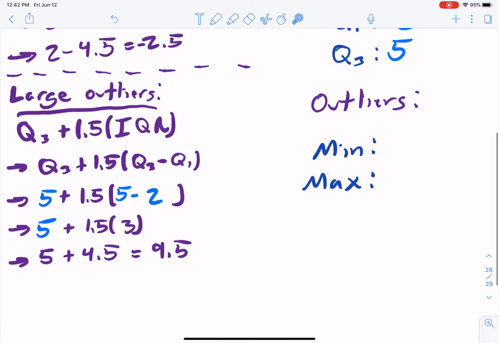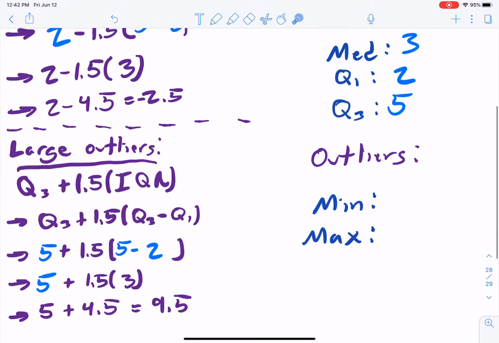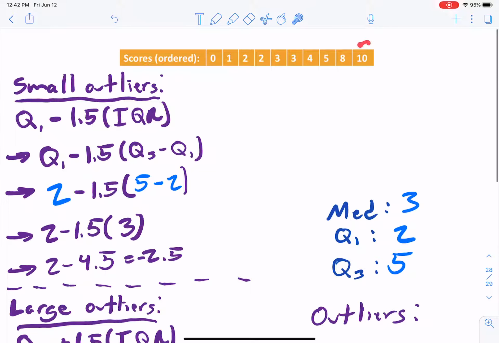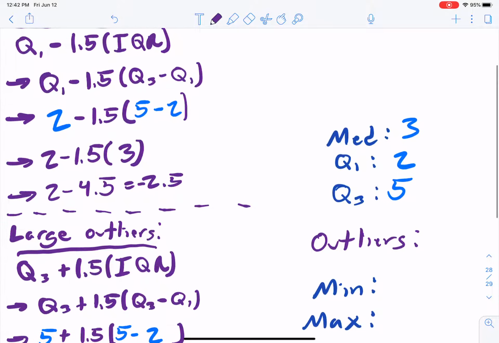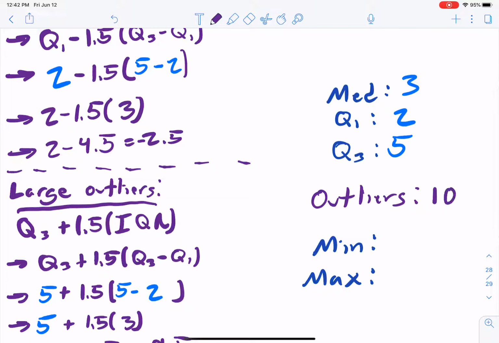So we see here that 10 is considered an outlier. And also, let's say that we had a score of 9.5. That would be considered an outlier as well. But for right now, we have only one outlier. So let's record that. And that outlier is 10.